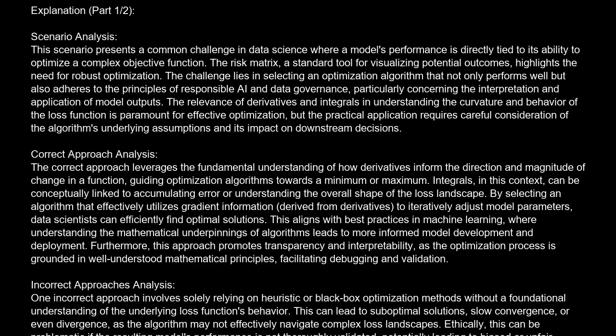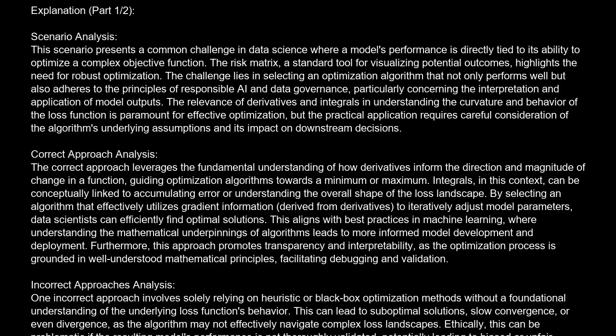The relevance of derivatives and integrals in understanding the curvature and behavior of the loss function is paramount for effective optimization, but the practical application requires careful consideration of the algorithm's underlying assumptions and its impact on downstream decisions. Correct approach analysis. The correct approach leverages the fundamental understanding of how derivatives inform the direction and magnitude of change in a function, guiding optimization algorithms towards a minimum or maximum.